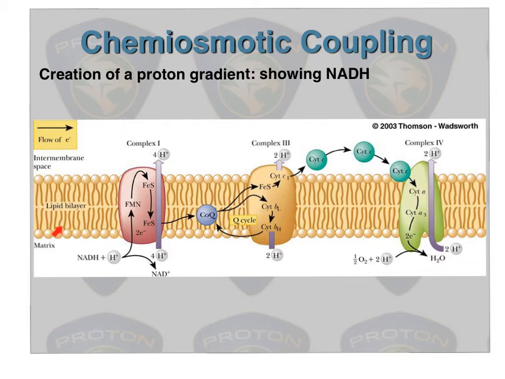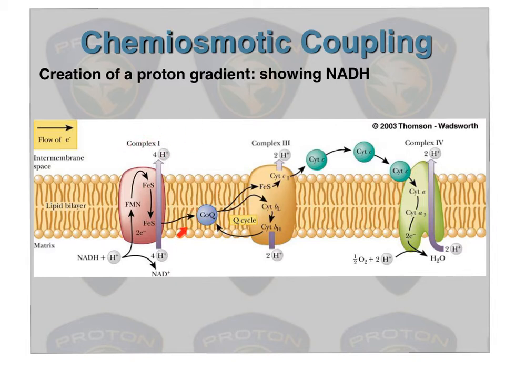So there's the intermembrane space, there's the matrix. It's showing you the flow of the electrons, what that means. Of course, you already understand that from organic chemistry. But the NADH becomes NAD+. There's FMN. There are these iron sulfur proteins. And in the process, if you notice here, it says 4 hydrogens. Some books say 2. I'm not so worried about the stoichiometry there.